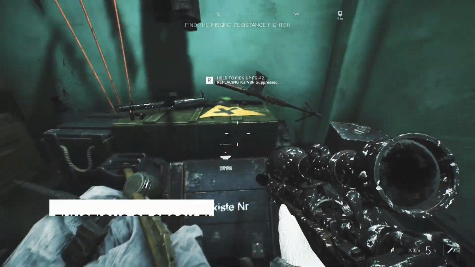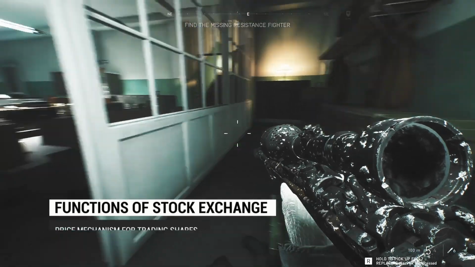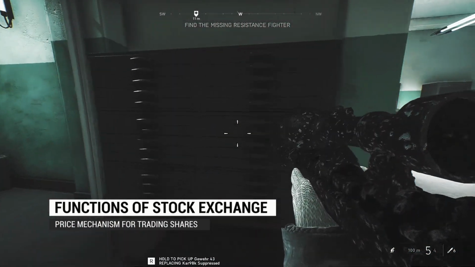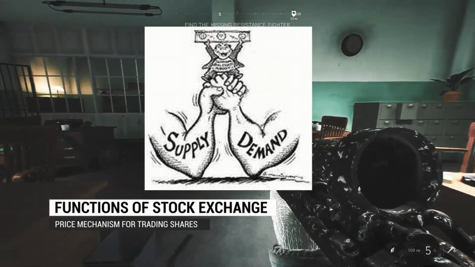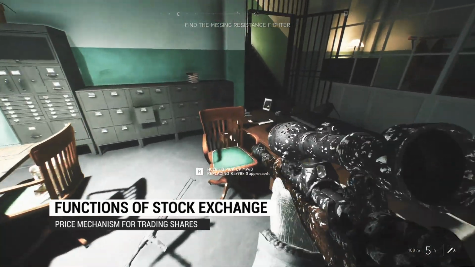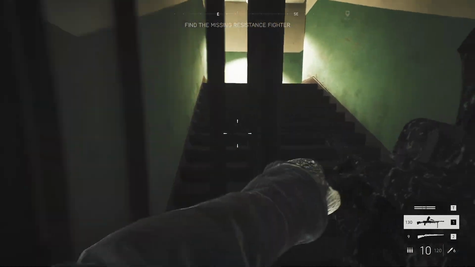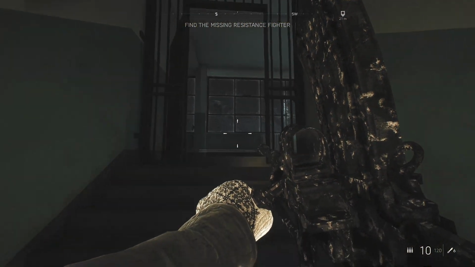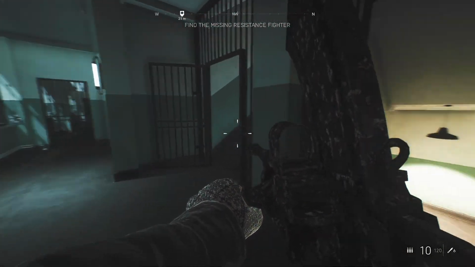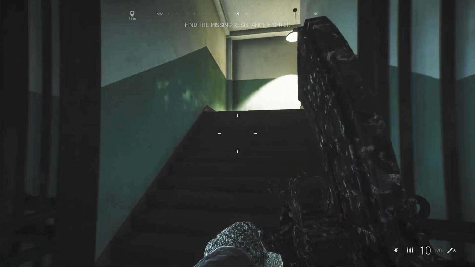Price mechanism for trading shares. Share prices are generally determined by the relative forces of demand and supply. Price fluctuations and the valuation of share prices are handled by the stock exchange. This function of the stock exchange provides maximum and up-to-date information to both buyers and sellers in the stock market.